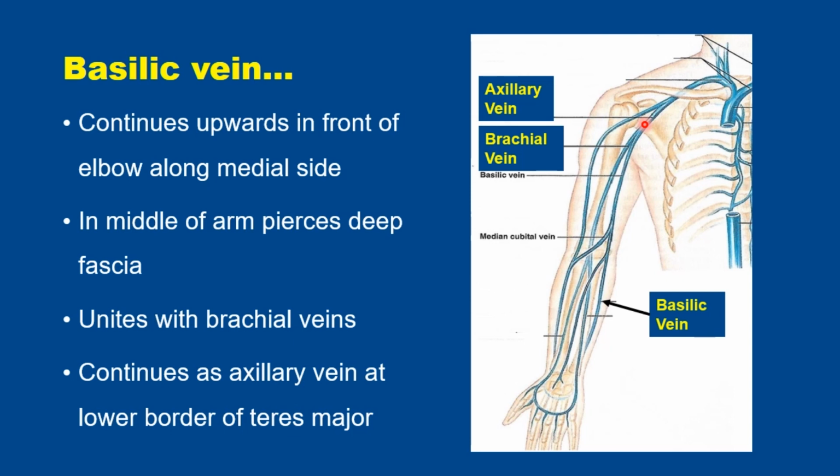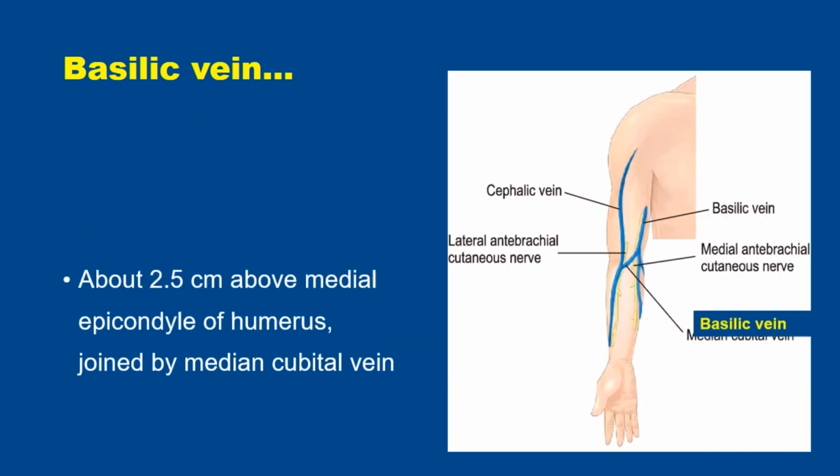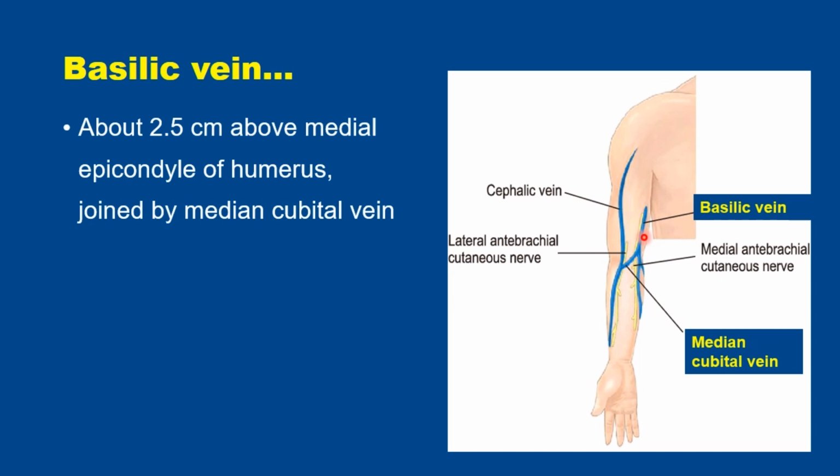Then it continues as the axillary vein at the lower border of the teres major muscle, about 2.5 cm above the medial epicondyle of the humerus. It is joined by the medial cubital vein. Here we can see the basilic vein which is joined with this medial cubital vein.